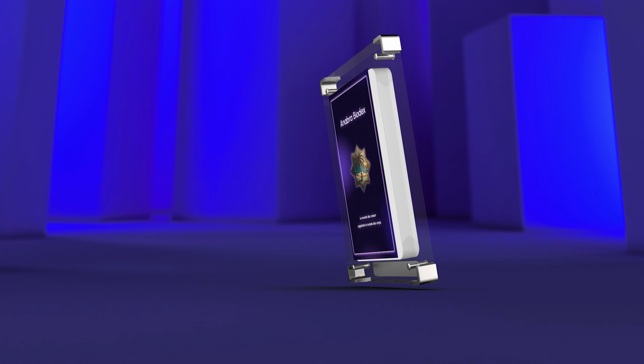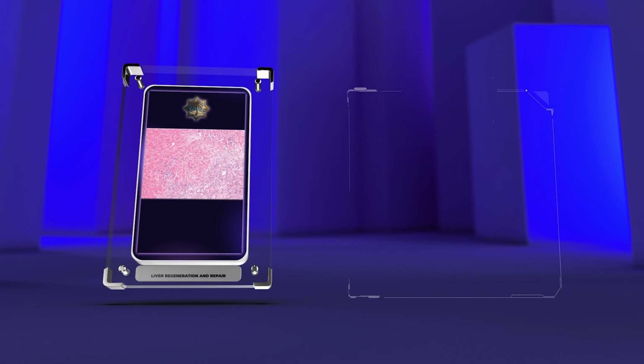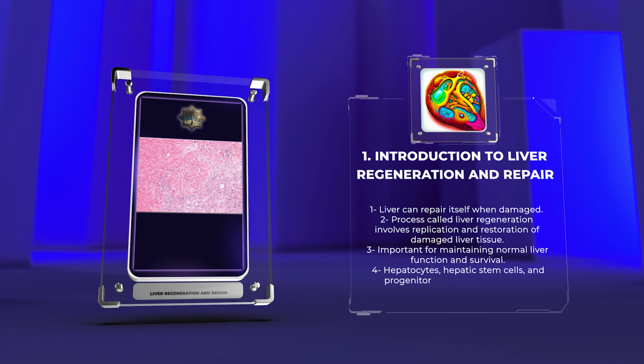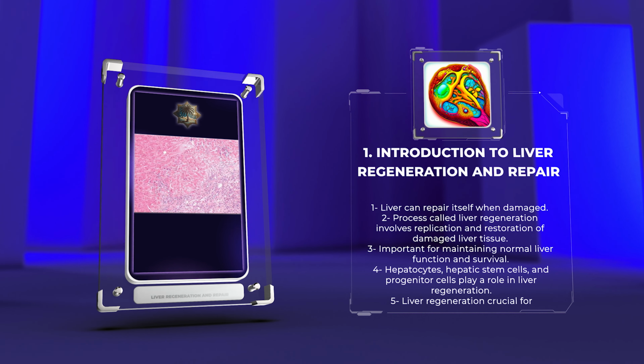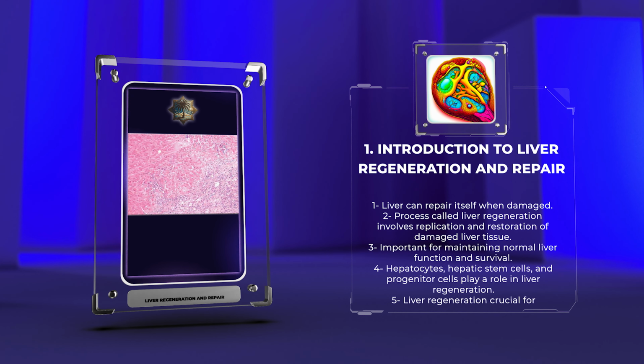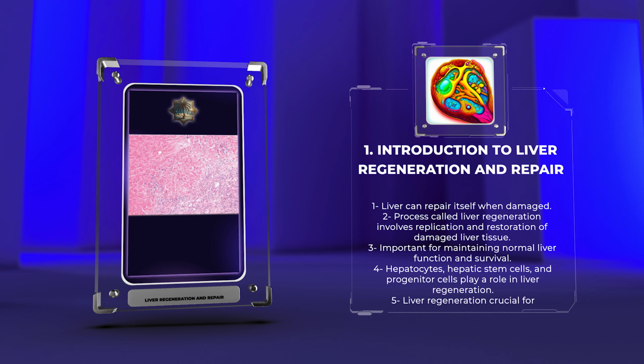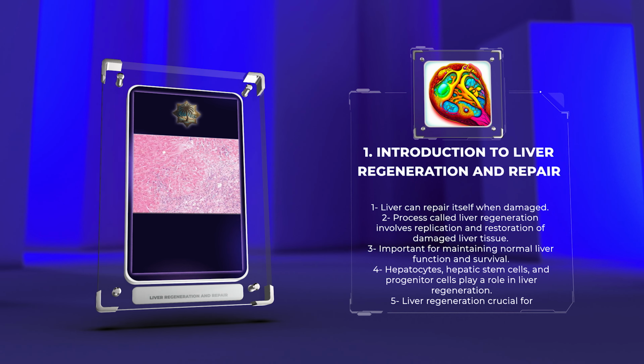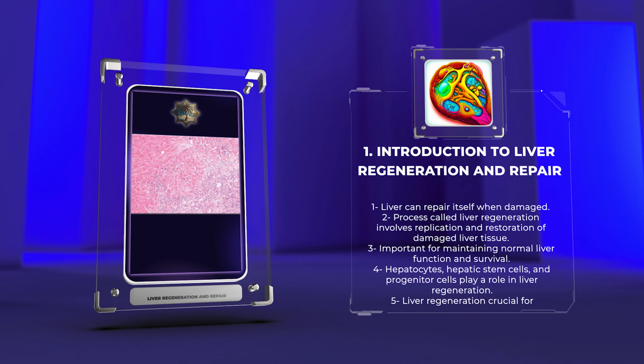The liver has the ability to repair itself when damaged. This process, called liver regeneration, involves the replication and restoration of damaged liver tissue. It is important for maintaining normal liver function and survival. Hepatocytes, hepatic stem cells, and progenitor cells all play a role in this process, which is important for developing treatment strategies for liver diseases.